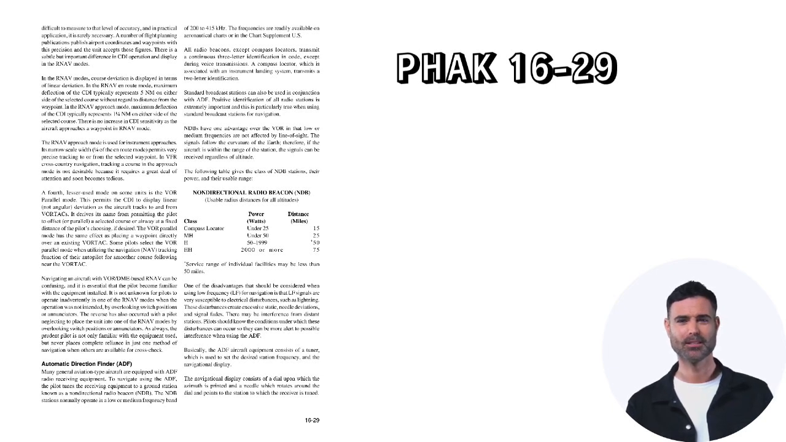All radio beacons, except compass locators, transmit a continuous 3-letter identification in code, except during voice transmissions. A compass locator, which is associated with an instrument landing system, transmits a 2-letter identification. Standard broadcast stations can also be used in conjunction with ADF. Positive identification of all radio stations is extremely important, and this is particularly true when using standard broadcast stations for navigation.